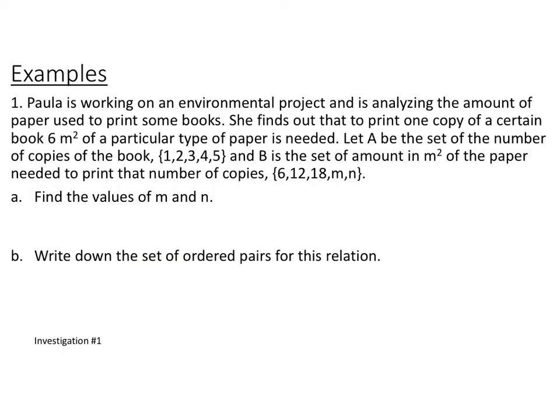So here's an example. Paula is working on an environmental project and is analyzing the amount of paper used to print books. She finds out that to print one copy of a certain book, it takes 6 meters squared of a particular type of paper. So let A be the set of all number of copies of the book, 1, 2, 3, 4, 5, so 1 copy, 2 copies, up to 5 copies. And B is the set of amount in meters squared of paper needed to print the book. So 6, 12, 18, M, and N. So when you have one book, it takes 6 meters squared of paper, so on and so forth. So using that, find the values of M and N, and then write down the set of ordered pairs for this relation.